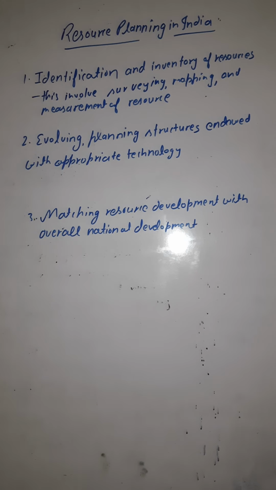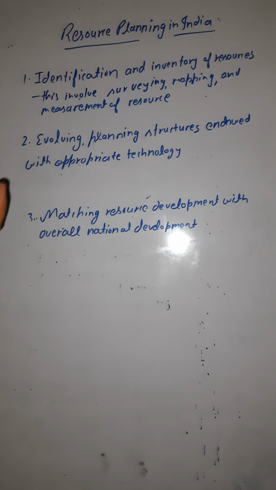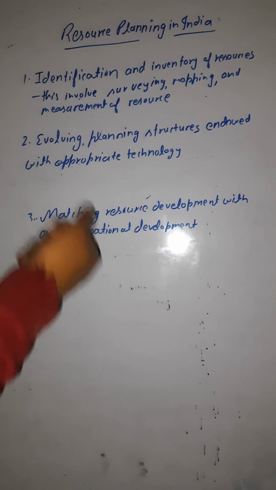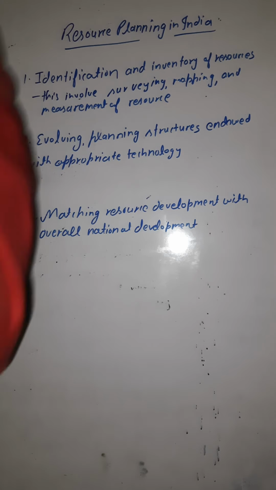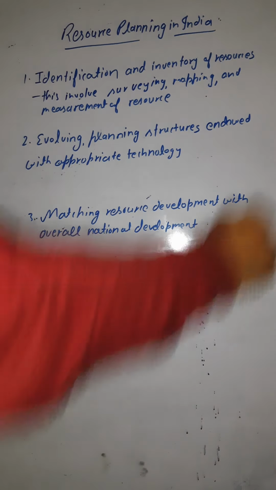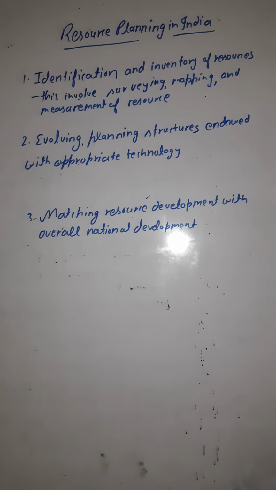And in the third step, we would match the resource development with the overall national development. Whether the resource that we are harnessing from an area is matching with the overall national development or not, that would be checked in the last step. So this is how resource planning is taking place in India under these three steps. Just note it down, then we move ahead.